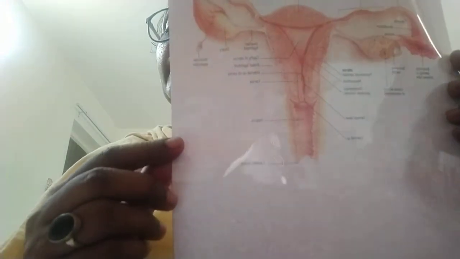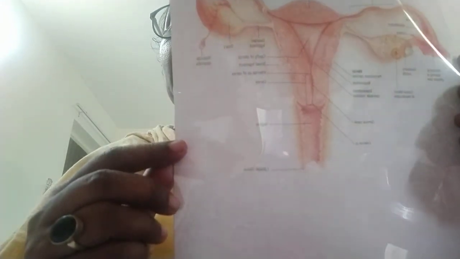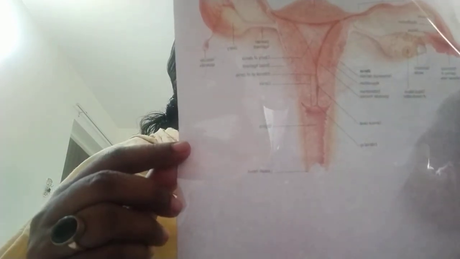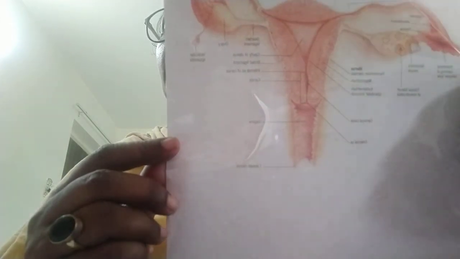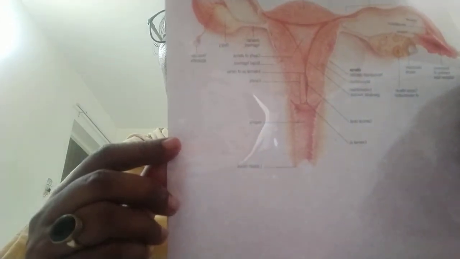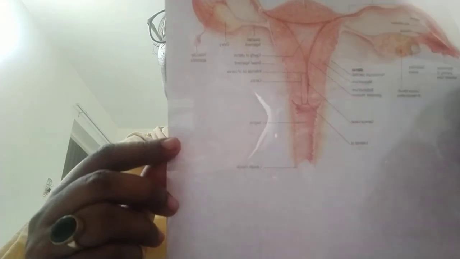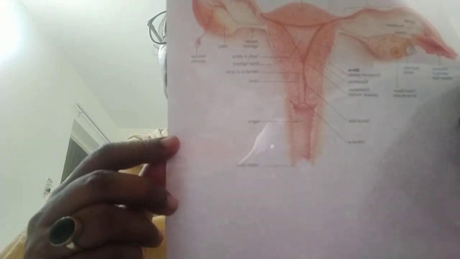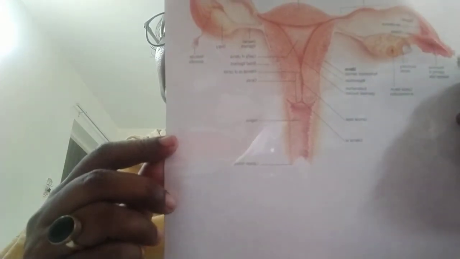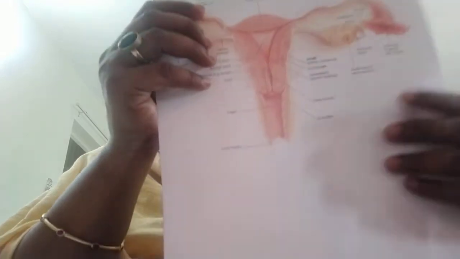The canal is directed upward and backward, forming an angle of 45 degrees with the horizontal in erect posture. It has enough power of distensibility, as evidenced during childbirth. Then comes the vaginal vault. There is the vagina, and the vaginal vault is here. We can see it here. It is the vaginal vault.